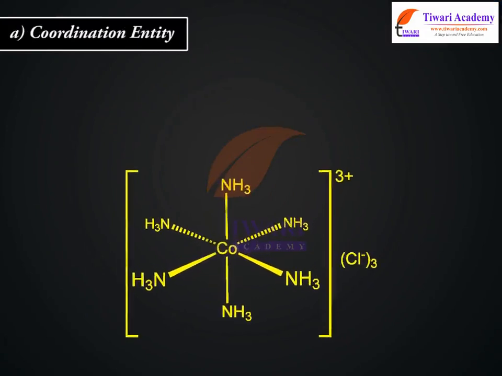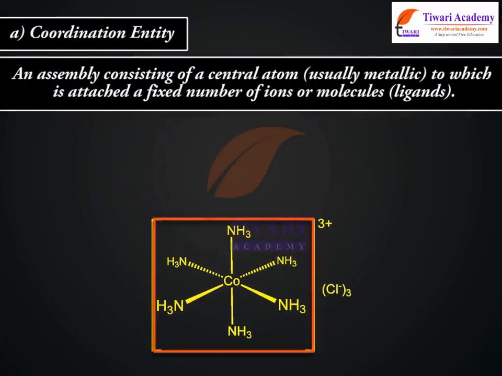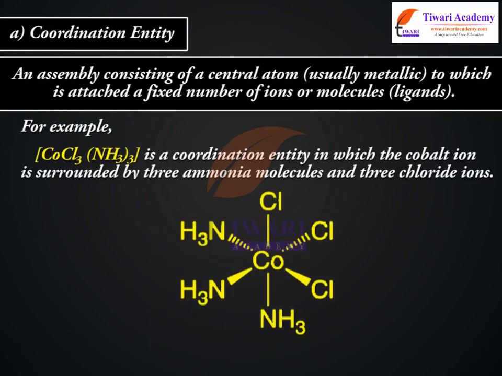A. Coordination entity. An assembly consisting of a central atom, usually metallic, to which is attached a fixed number of ions or molecules, ligands. For example, [CoCl3(NH3)3] is a coordination entity in which the cobalt ion is surrounded by 3 ammonia molecules and 3 chloride ions.